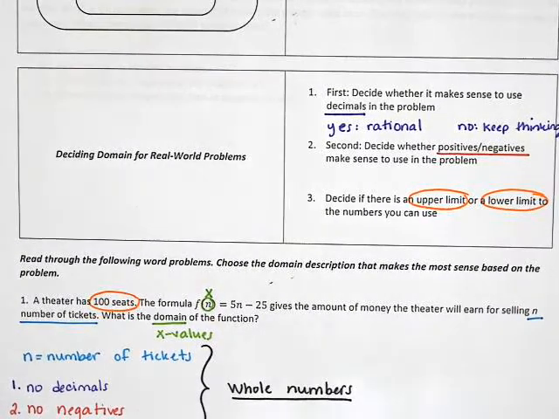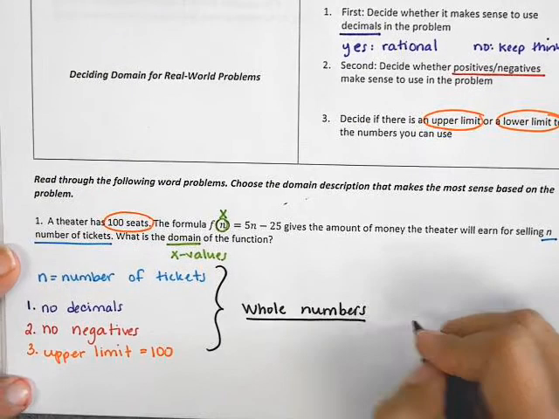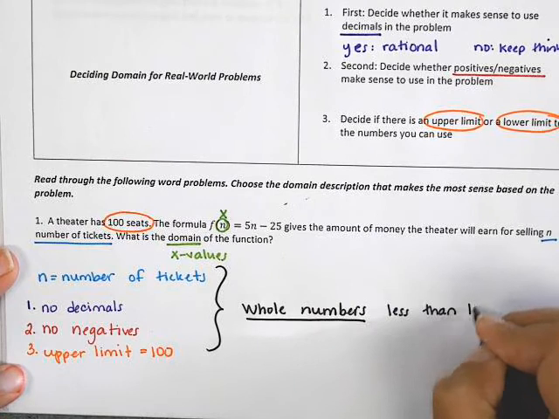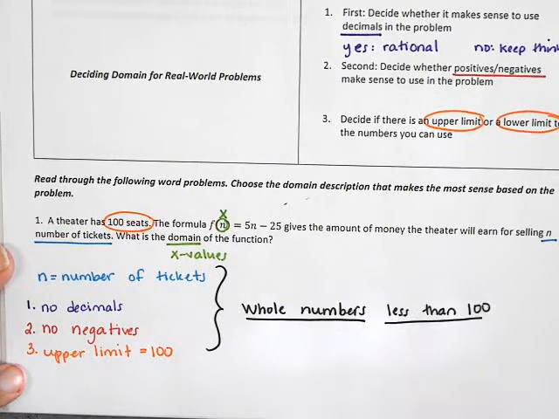More specifically, I need an upper limit. I don't want to sell more than 100 tickets. So I would say the whole numbers less than 100.